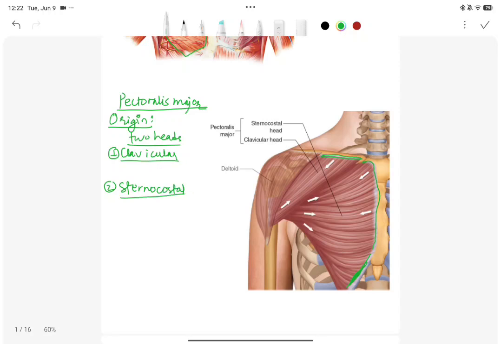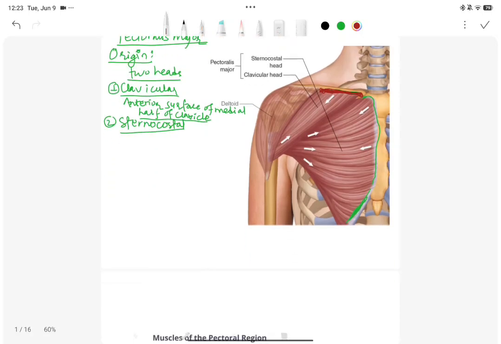So the clavicular head originates from the clavicle, from the anterior surface. It originates from the anterior surface of the medial half of the clavicle. So it originates from the medial half and the anterior surface of the clavicle, that is the clavicular head.